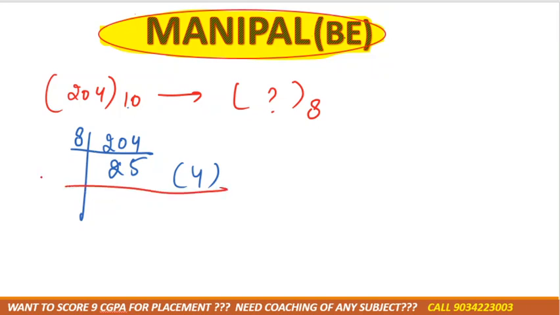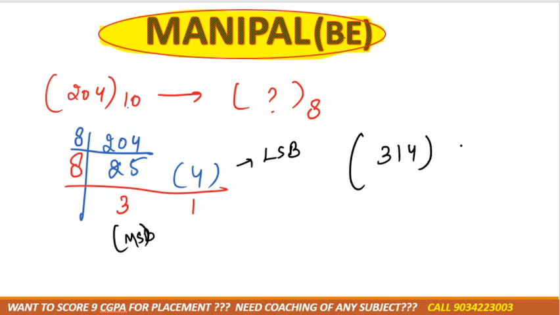Again we need to divide it. 8 3s are 24 and the remainder would be 1, right? Now we can't further solve it. So 3 is your MSB and 4 is your LSB. So how can we write it down? 3 1 4. It's MSB to LSB. So this is how we can convert decimal to octal.